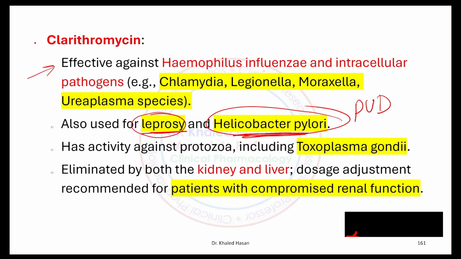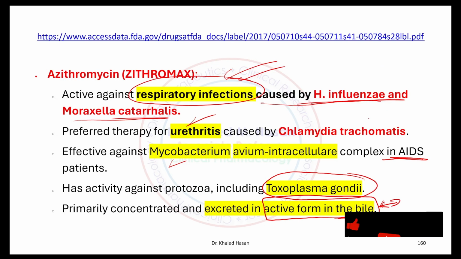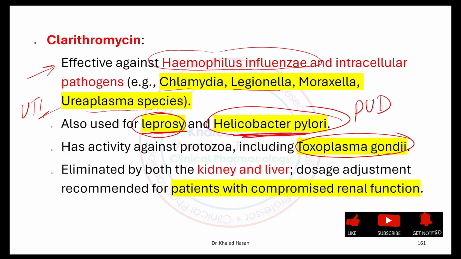We use erythromycin for patients with respiratory infection due to Haemophilus influenzae. We use it for Legionella, Chlamydia, and Ureaplasma species. This one causes UTI. Clarithromycin is effective against Toxoplasma gondii. This one may share the same effect. So azithromycin and clarithromycin, we use for Toxoplasma gondii.